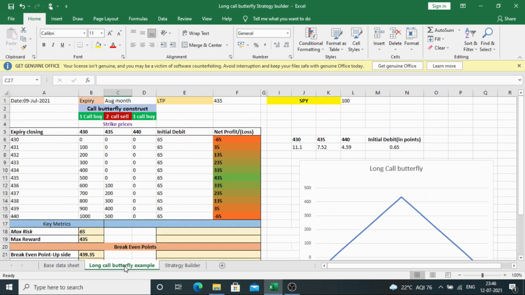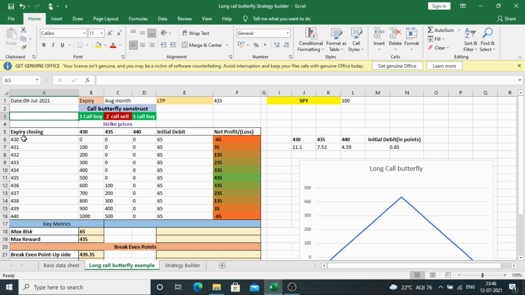I have taken 430, 435, 440. As you can see clearly here, I am buying 430, I am selling two lots of 435, and I am buying one lot of 440. So effectively, by buying 430 and 440 and selling two calls, we are in a debit of 0.65. SPY has a quantity of 100. Effectively, if somebody has taken this position, 100 into 0.65, so their initial debit is $65.